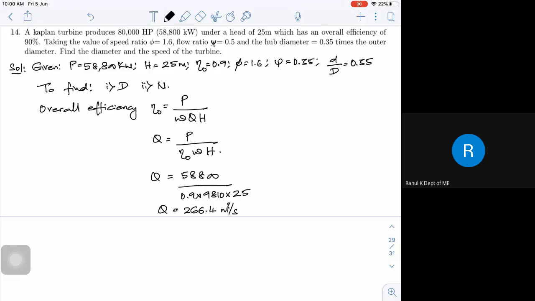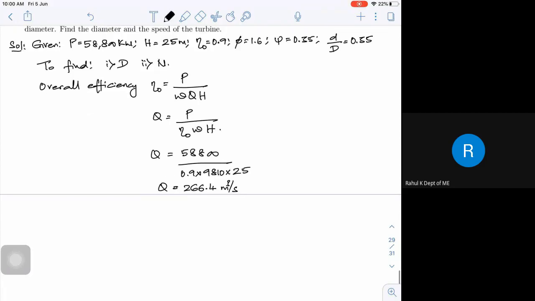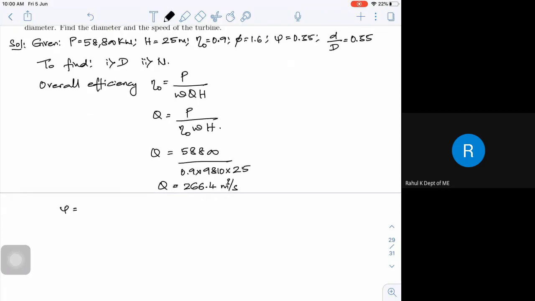Okay. Now I need to look at the flow velocity. So psi, what is psi actually? The flow ratio is the ratio of Vf to your V1, or I can write Vf is equal to psi into V1. What is my V1? V1 is equal to Cv into root 2gh. This is the formula we have found. But if I take Cv as 0.98 or 1, whatever it be, if I take Cv as equal to 1, then V1 will be psi into root 2gh.